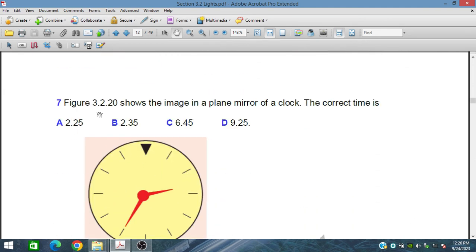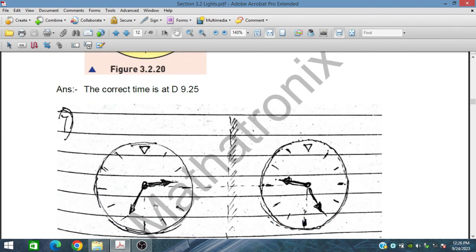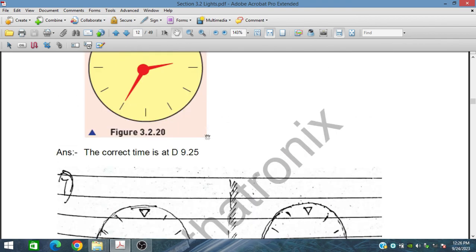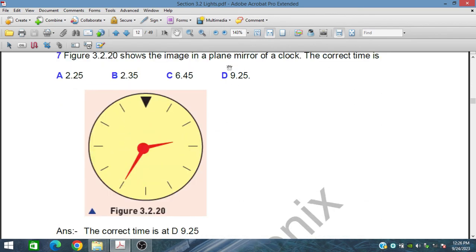Figure 3.220 shows the image in a plane mirror of a clock. The correct time is 2:35. If we see this clock in a mirror, we will see this. So this image will be here, and this will be here. So it will be 9:25. The image of the clock will be 9:25. For 2:35, the image will be 9:25, and we can form different images from this. So 9:25 is the correct answer.